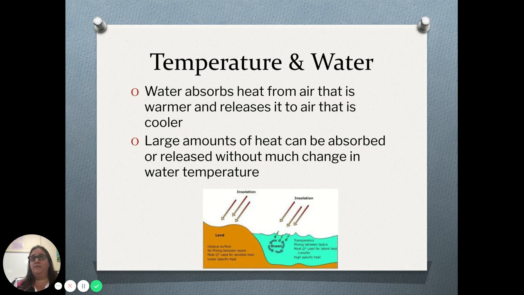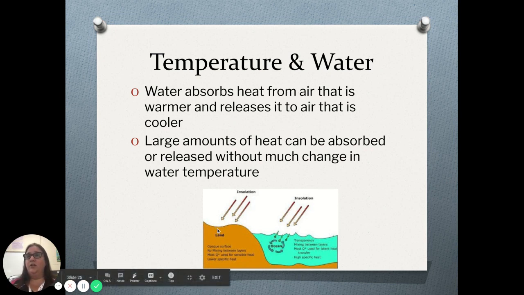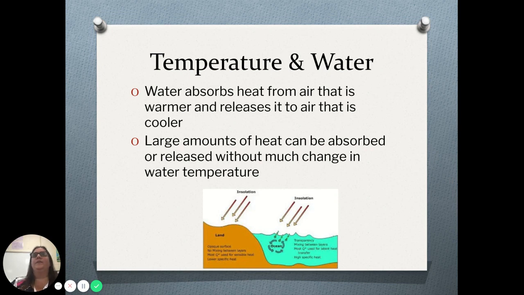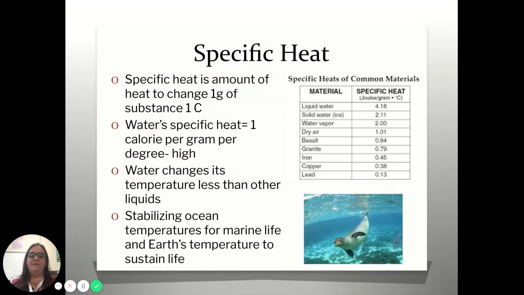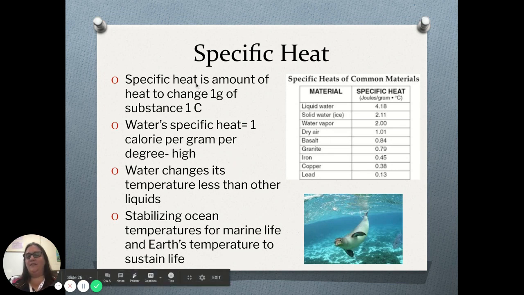Because of its high heat capacity, it can absorb a lot of heat without much change in the water temperature itself. If you've been on a beach, you've probably experienced this. You walk through the sand and it's super hot, and it may only be like 11 o'clock in the morning, and then the water is relatively cool. Water absorbs a lot of heat, but it doesn't change the temperature of the water as quickly as other substances. We call that specific heat. The specific heat is what is required to change 1 gram of a substance 1 degree Celsius.